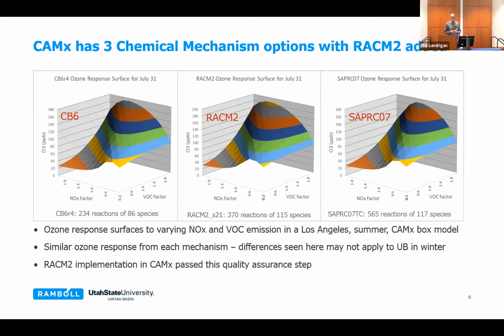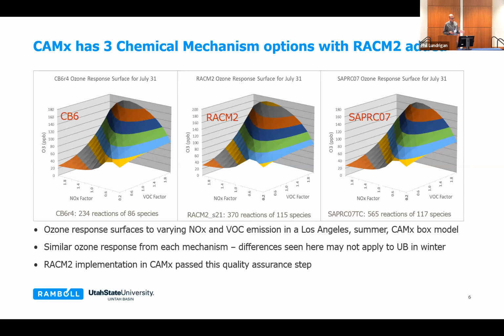So now with this work, Chemix has 3 different condensed mechanisms. They go by these acronyms: CB6 on the left, which we usually use, RACM2, the one we just added, and another one, SAPRAC version 2007 on the right. And just under the figures, I listed how many reactions we have. So we're in the 200 to 500 reaction range. That's a number of reactions that we can deal with in the models.